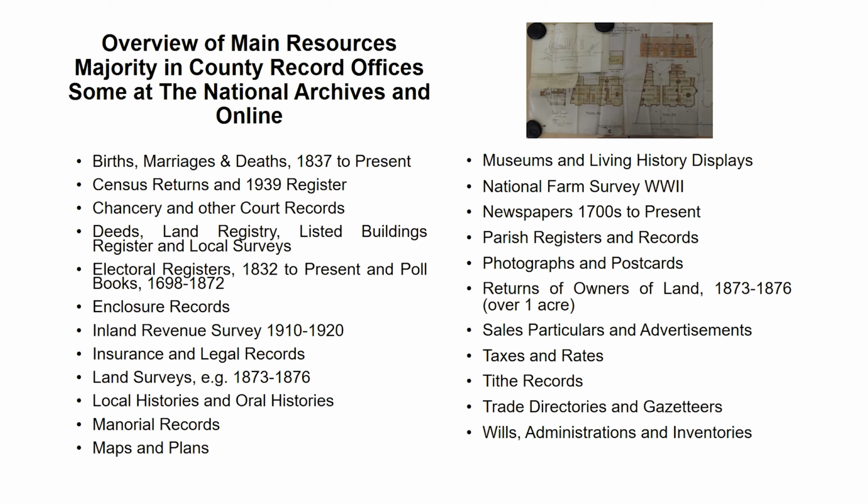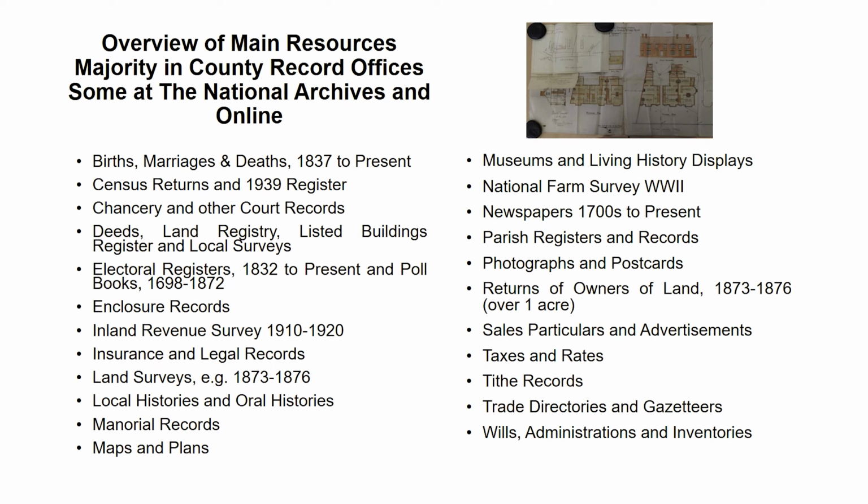Another major source are the electoral registers dating from 1832 up to the present day, and poll books which list who people could vote for from 1698 to 1872 when the Secret Ballot Act came in. We're also going to have a look later in the talk at some enclosure records and the Inland Revenue Survey of 1910 to 1920. Other major sources are insurance and legal records. There is one major land survey which covers the period 1873 to 1876, depending where you are in the UK.